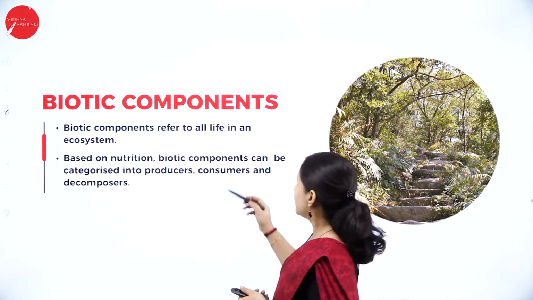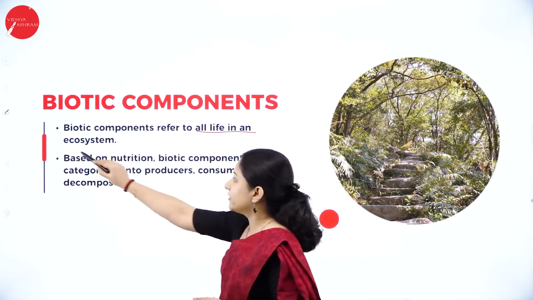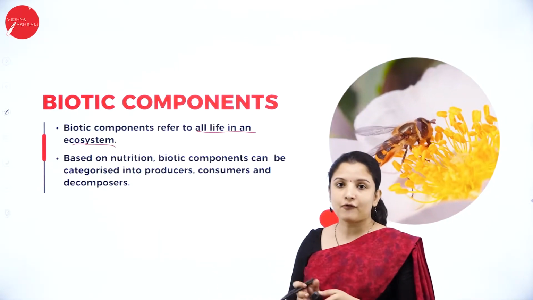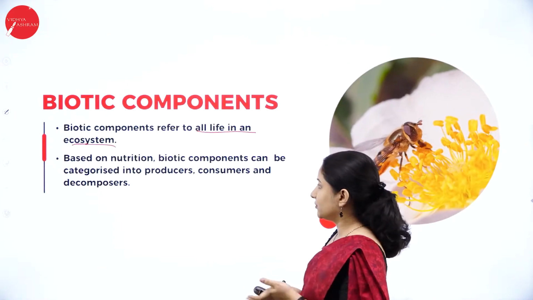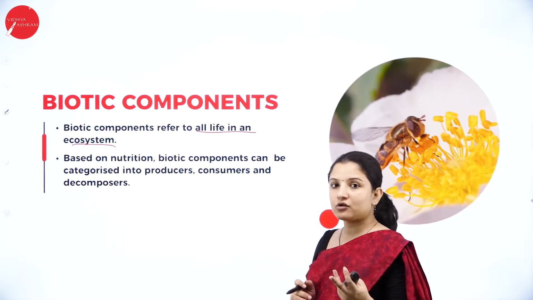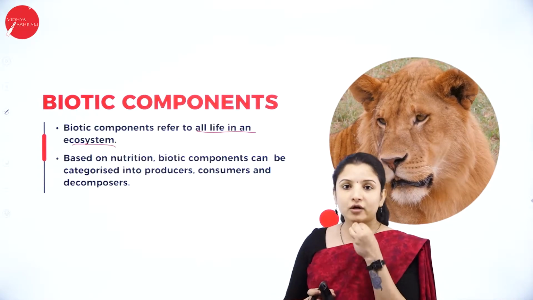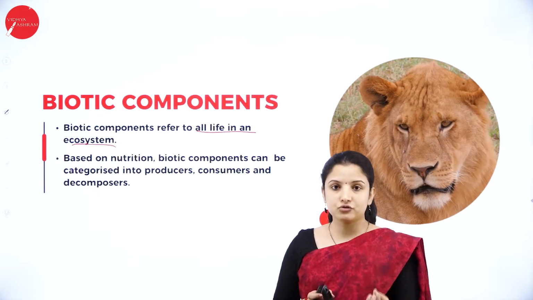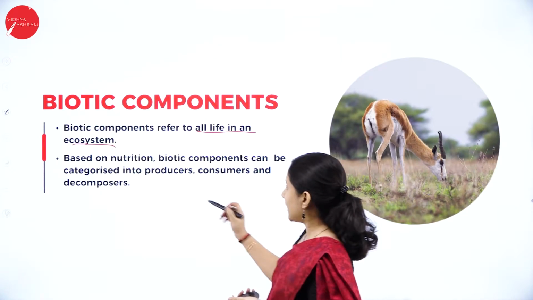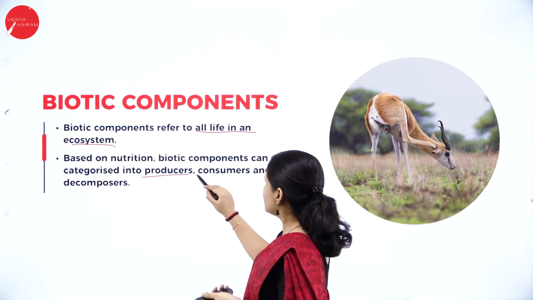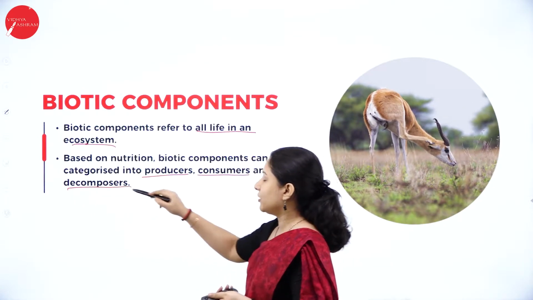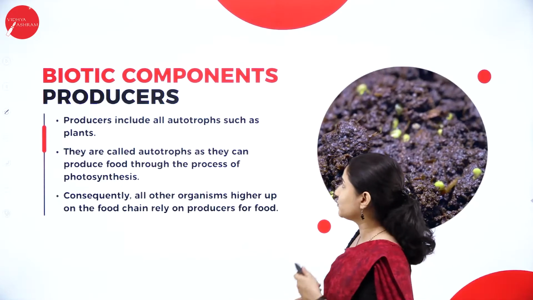Biotic components refer to all life in an ecosystem, that is, all the living forms that are there in an ecosystem. Based on what they feed on, or based on nutrition, the biotic components are categorized into producers, consumers and decomposers. So let's study each of these one by one.